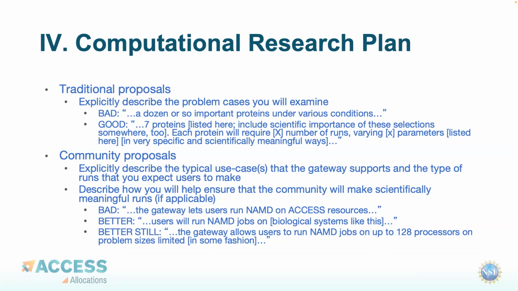In community proposals, gateways we might call them, a bad example would be, oh, the gateway is going to let users run NAMD on ACCESS resources. Well, that's pretty general. It doesn't show that you have a handle or an understanding of what these users will do on this gateway. But better yet, you're going to say, oh, maybe the gateway allows users to run NAMD jobs on 128 processors on this problem size that are limited to in whatever fashion. This would be very detailed because you're getting an allocation to then provide access to communities that we want to make sure that you have a handle on their activity on this research.